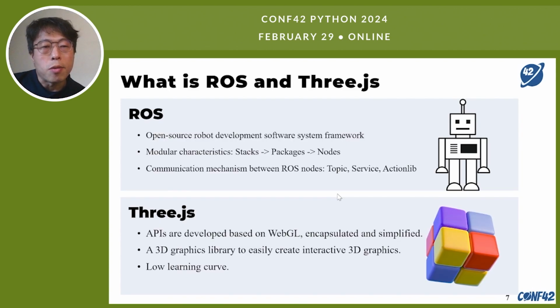Okay, let's explain what is ROS and what is three.js. ROS, its full name is Robot Operating System. It's not really an operating system. It must be installed on a main operating system like Windows or Linux. So it's similar to a kind of framework to control and manipulate devices of robots.